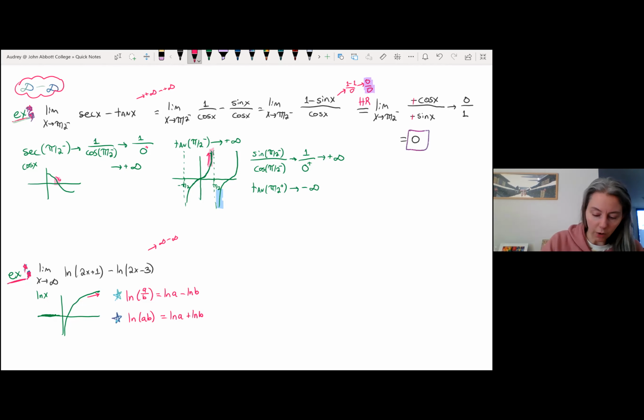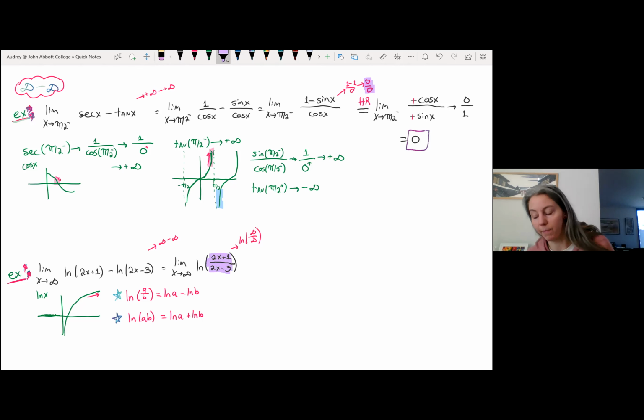And when I apply this log rule, I get the limit as x approaches infinity, going from right to left here, of ln of (2x plus 1) over (2x minus 3). Okay, so now when I plug in, I end up with ln of infinity over infinity. And I want to point out here that my indeterminate form doesn't actually involve the ln. My indeterminate form is just that thing that is inside of my ln.